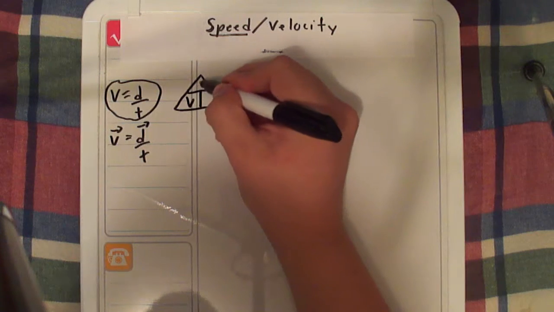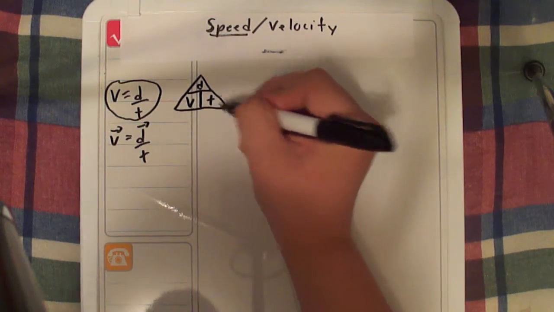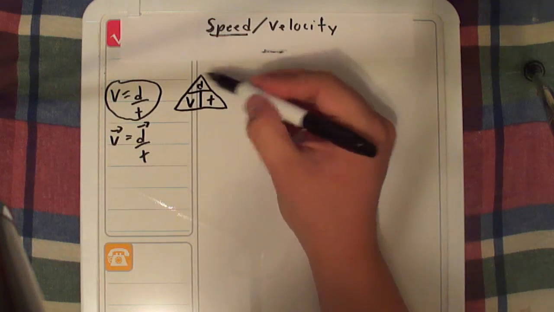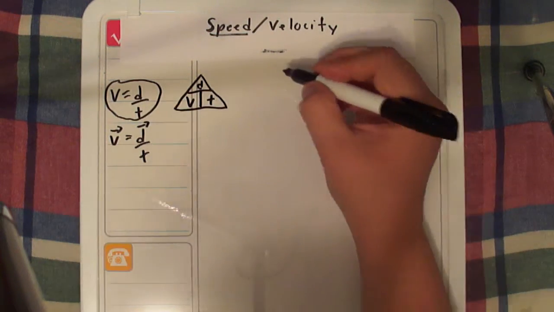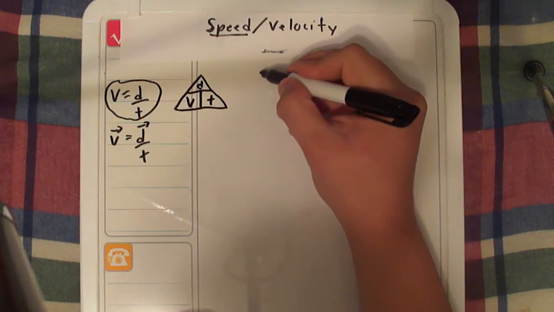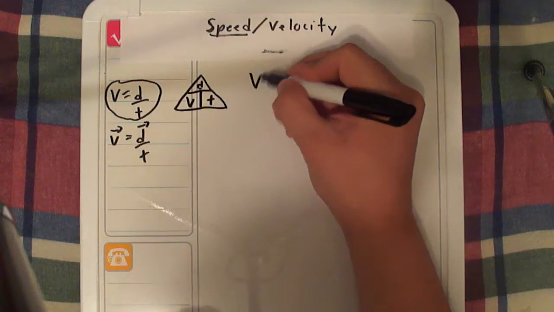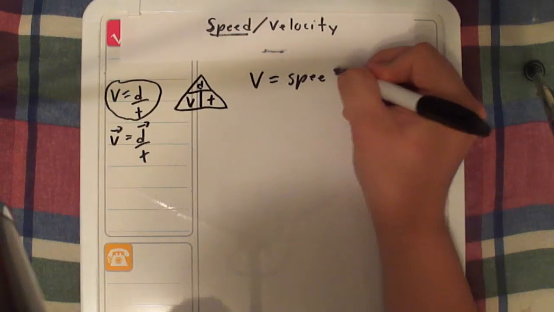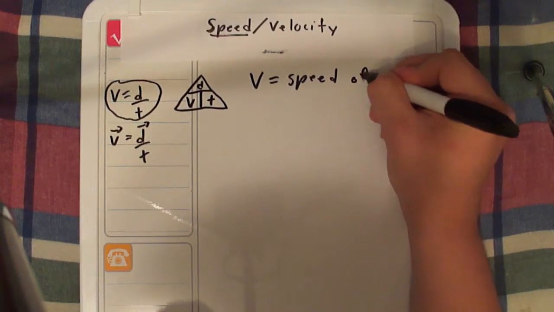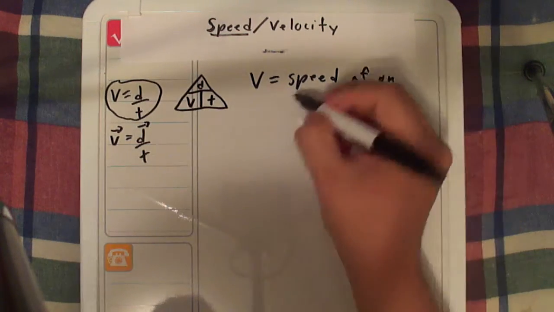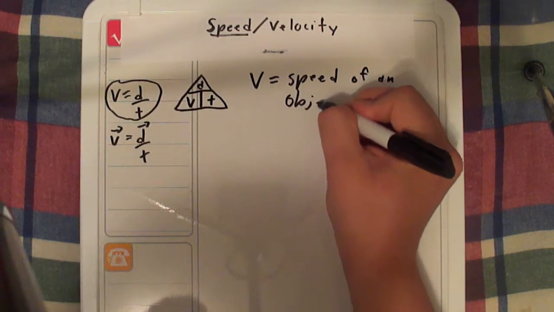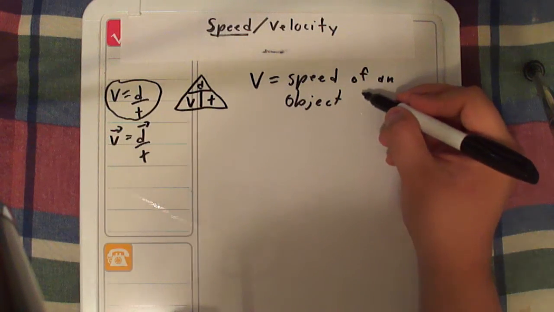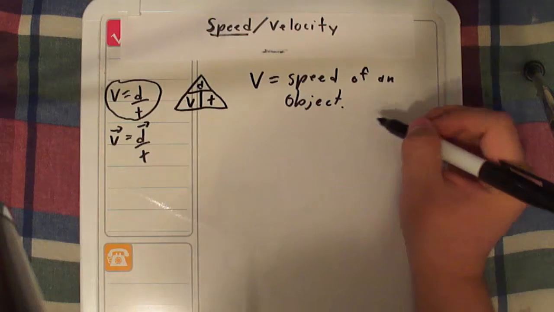You have V equals D over T. This is something, if you don't know how to organize it, or how to rearrange your equation, use this. So, if you have V equals D over T, well, I should probably explain variables first. V equals speed of an object. Speed of an object, I'll leave it at that.